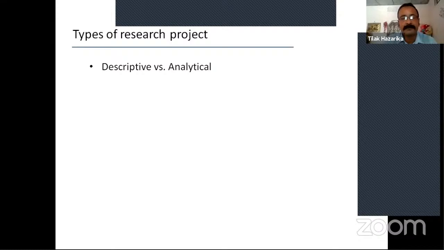This is the descriptive. We relate the different facts, different events that happened in previous times, and we try to analyze and find some conclusion, that these are the factors that have led to this situation.